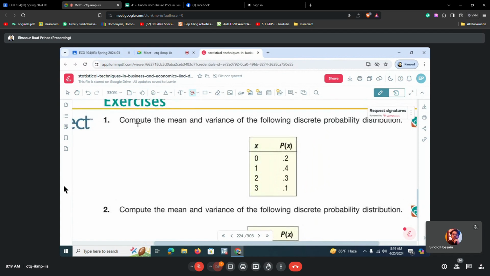Statistics is all about understanding and practice. First, you must understand the concept. You must understand the interpretation and the use of a particular tool, statistical tool, and then you practice.